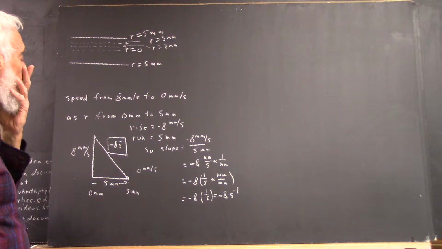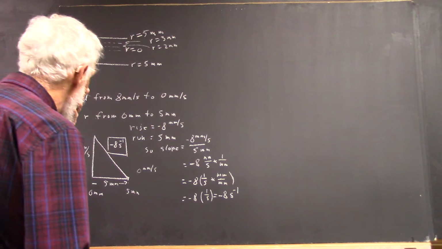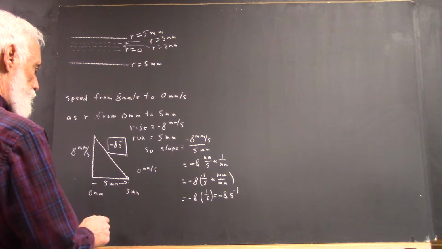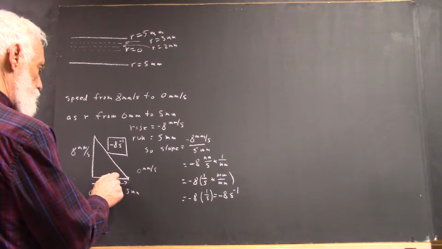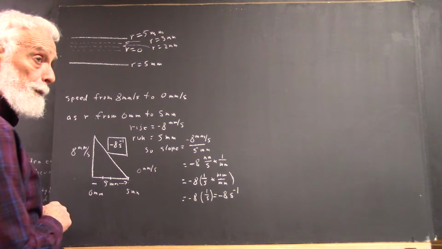So, what we want to then say is, well, okay, there's 0 millimeters, there's 5 millimeters, so we've got 2 millimeters here and 3 millimeters here, right?